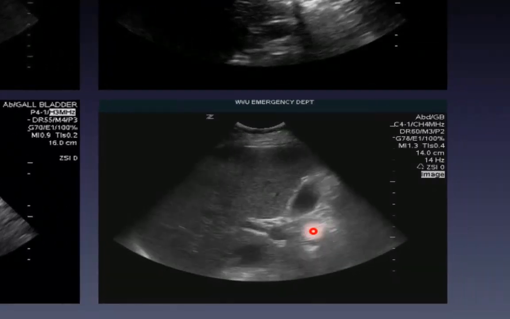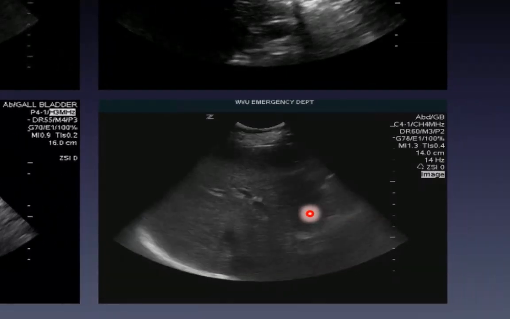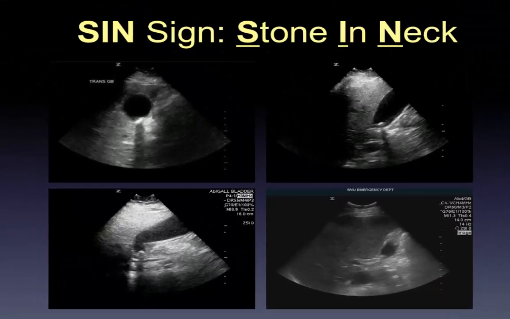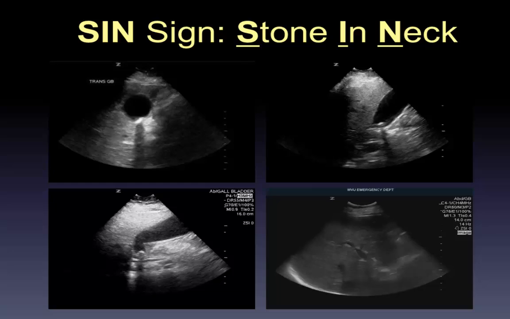And this one here almost was missed until you got right down at the neck, and then you see that stone sitting there. Again, more likely to be symptomatic, more likely to cause problems, but easily missed. So be careful. Look at the neck.